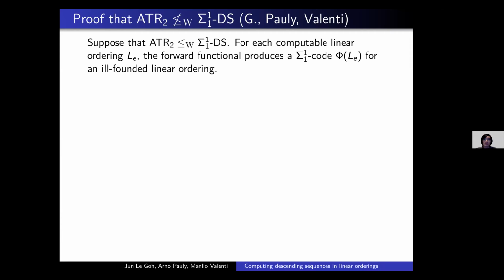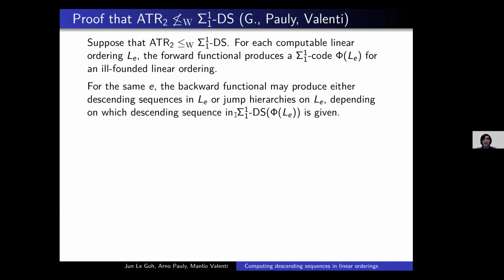Now, what does the backward functional do? That's not so obvious, right? So the issue here is that the backward functional takes in some descending sequence in this phi of LE, and it might produce descending sequences in LE. It might produce jump hierarchies on LE, right? That's for the same E, both of these options could happen depending on which descending sequence you get.